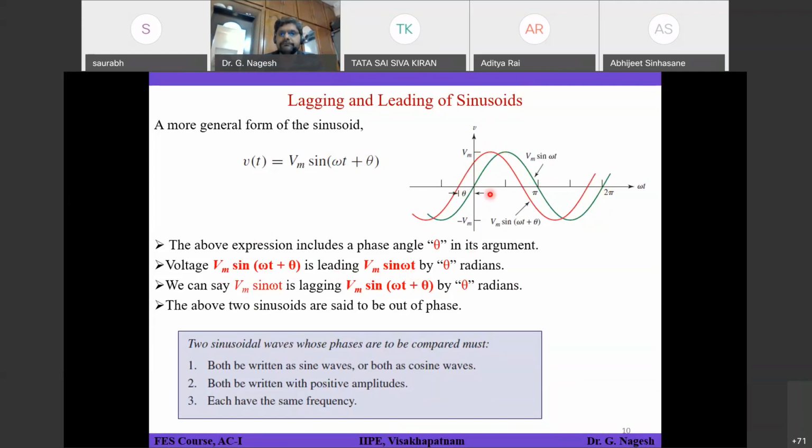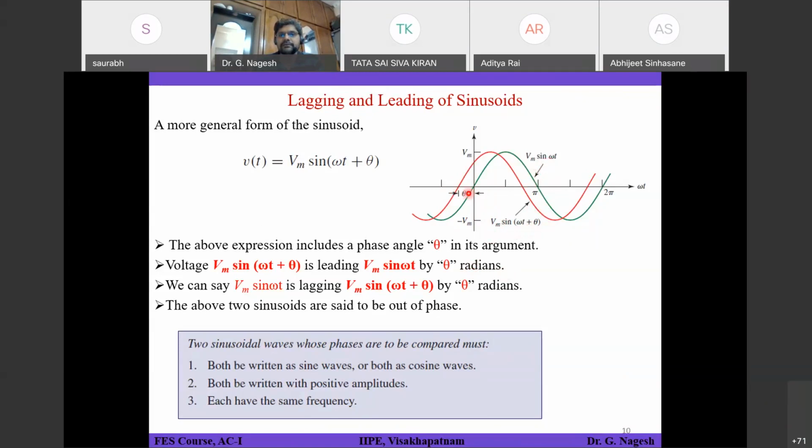Right. So this red color waveform shows Vm sin of omega t plus theta. Green color line, Vm sin of omega t plus 0 degrees, or Vm sin of omega t. So the phase difference between these two is theta radians. Okay, right. So how to draw the waveform for this?